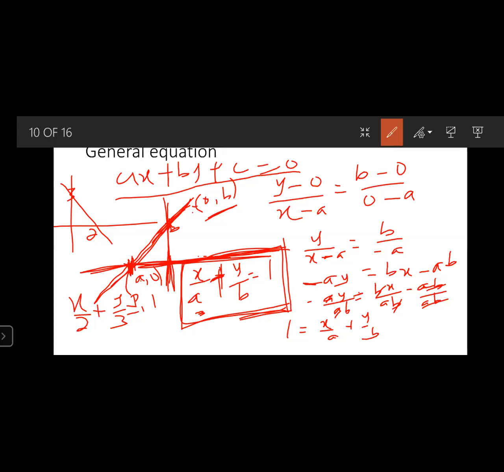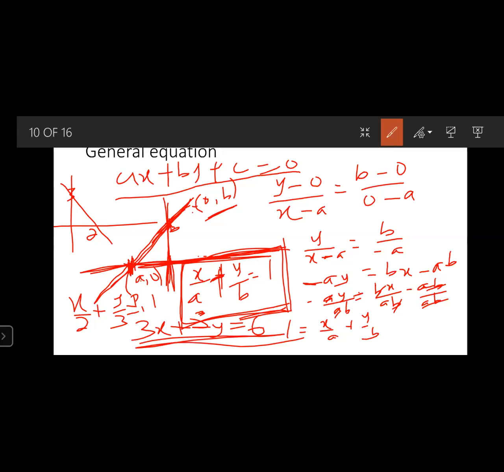The LCM of the denominators is 6. Just multiply it through by 6. You have 3x plus 2y equals 6. So 3x plus 2y equals 6. That's the equation of such a straight line. As simple as that.